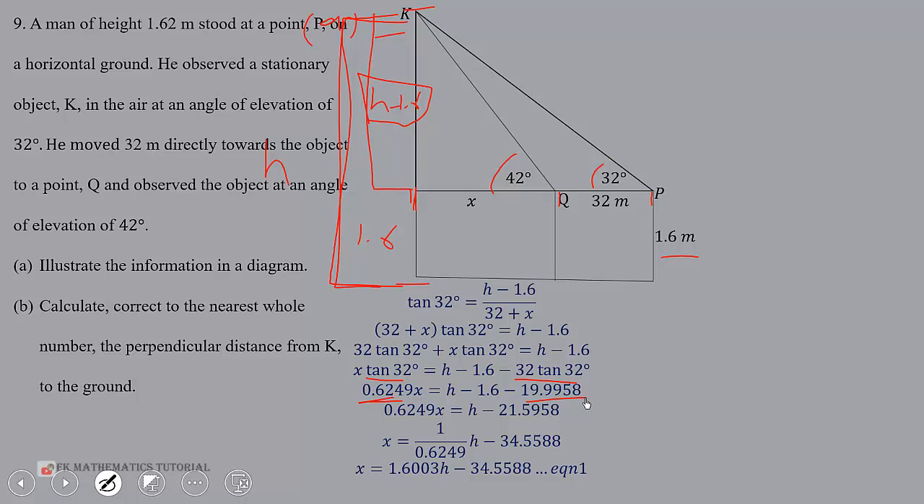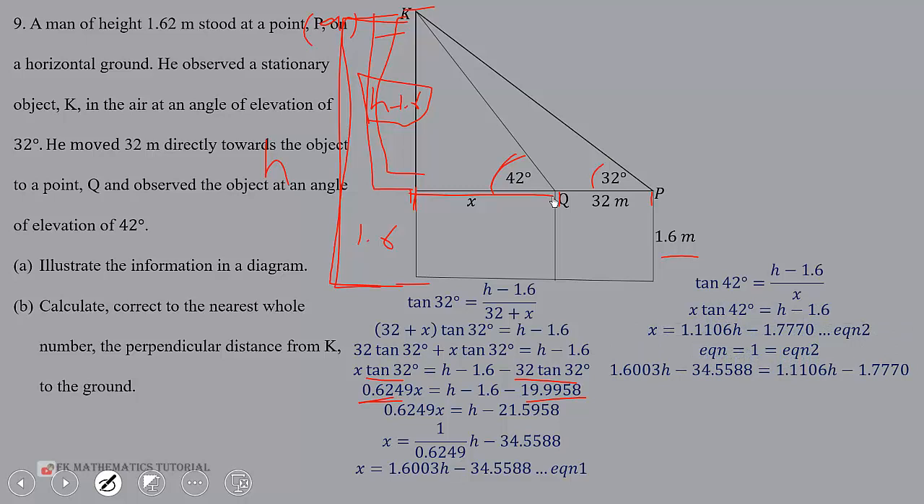To get equation 2, we are now going to use the second triangle, which is the one containing 42 degrees. So tan 42 will be equal to opposite again, which is this side, over adjacent, which is x. We now also make x the subject to obtain something like this, equation 2. Now we can equate equation 1 and equation 2 because they are both equal to x. That will give us this linear equation.